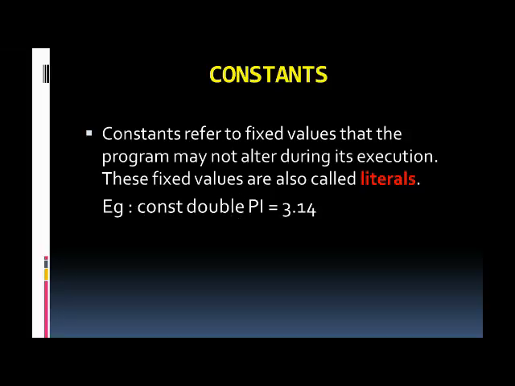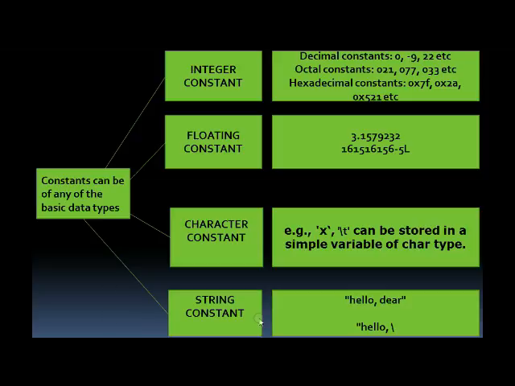Next, these are the types of constants, that is integer constant, floating constant, character constant and string constant. An integer constant is a numeric constant without a fraction or exponential part. There are 3 types of integer constants, that is decimal, octal and hexadecimal. A decimal constant is to the base of 10, octal is to the base of 8 and hexadecimal is to the base of 16. Usually an octal constant will start with 0 and a hexadecimal will start with 0x.